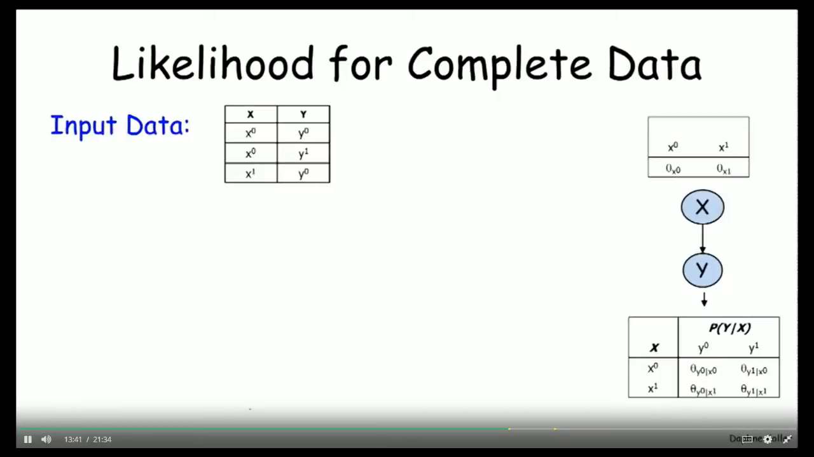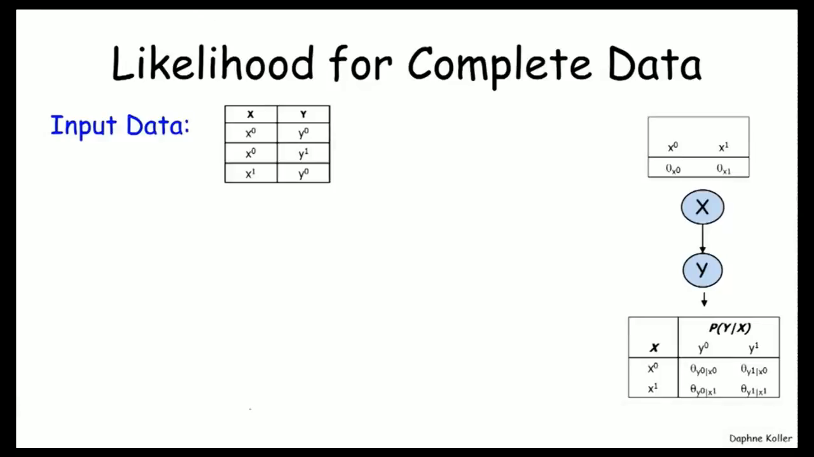So to understand that a little bit in more depth, let's go back to the comparisons between the likelihood in the complete data case and the likelihood in the incomplete data case. So here is a simple model where I have two variables, x and y, with x being a parent of y, and I have three instances.